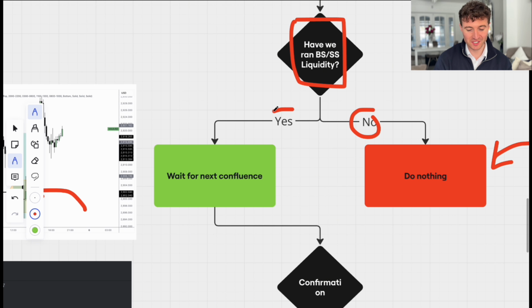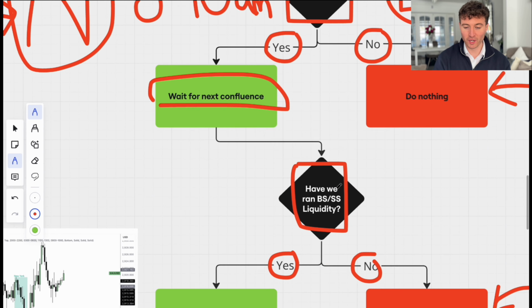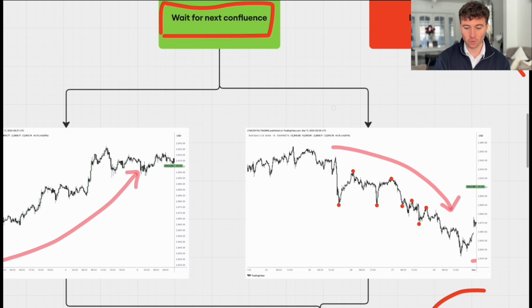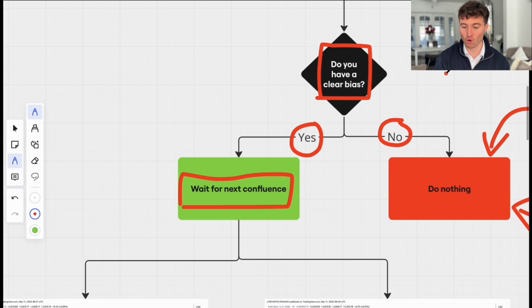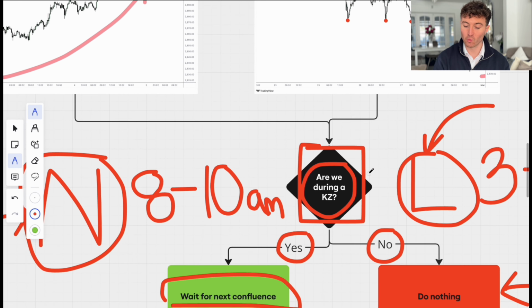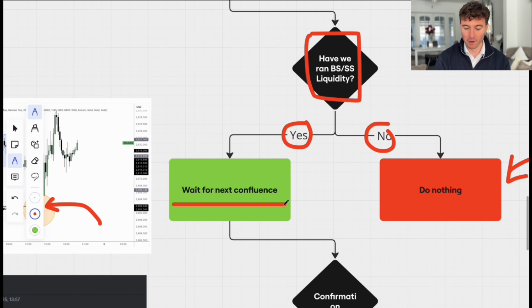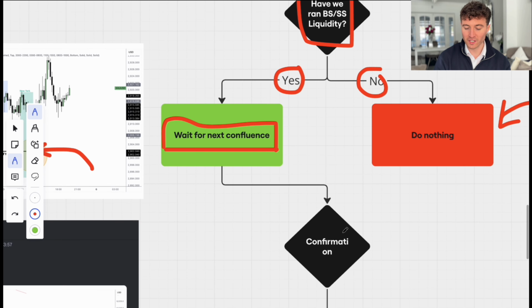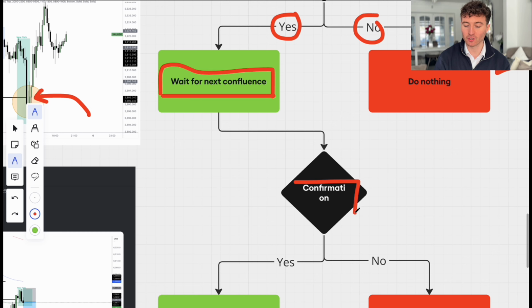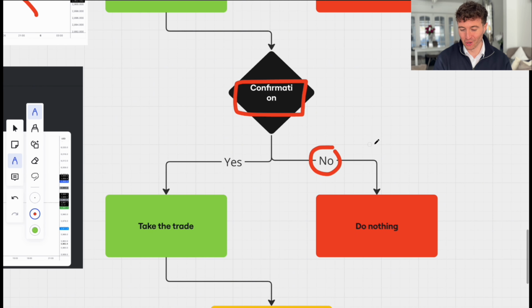So if the answer is yes, and we have run buy side or sell side liquidity, and we are during a kill zone, and we also have clear directional bias, then again we can continue to get ourselves ready for a trade. However, we still need to wait for the next confluence, and that leads us directly on to step number 4, which is our confirmation. Again, if the answer is no and we don't have a clear confirmation, we do absolutely nothing and we do not take any trades.